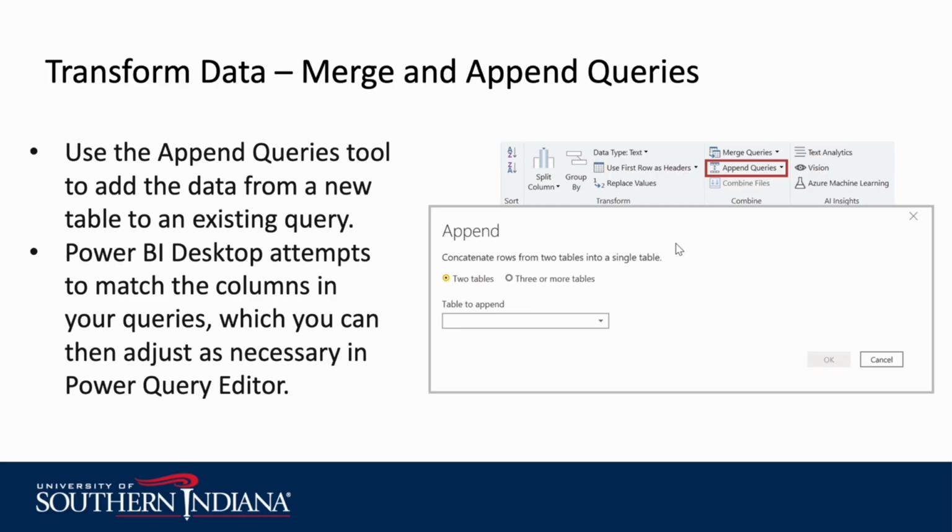The Append Queries tool lets you add data from one table to another. Power BI Desktop attempts to match columns automatically, which you can adjust if necessary. Merging and appending are essential when combining data from multiple sources.